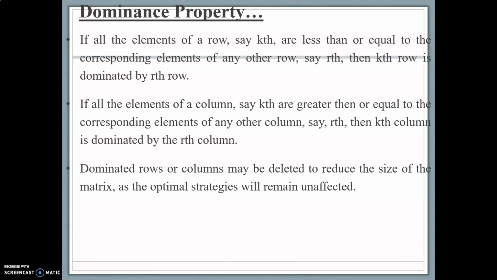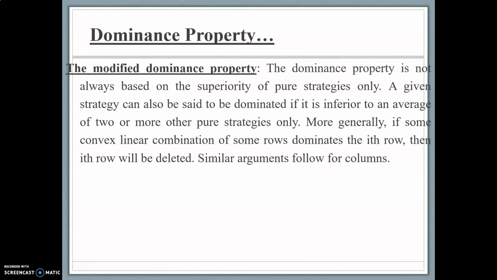Right. For player A, who is assumed to be the gainer, if each element in a row, say RR, is less than or equal to the corresponding element in another row, say RS, in the payoff matrix, then the row RR is dominated by row RS, and therefore row RR can be deleted from the payoff matrix. In other words, player A will never use the strategy corresponding to row RR because he will gain less by choosing such a strategy, right? So this is the third one, which is given in the modified dominance property section.